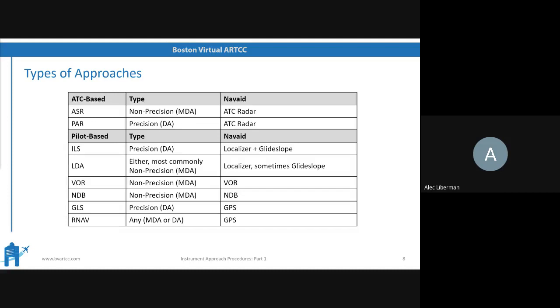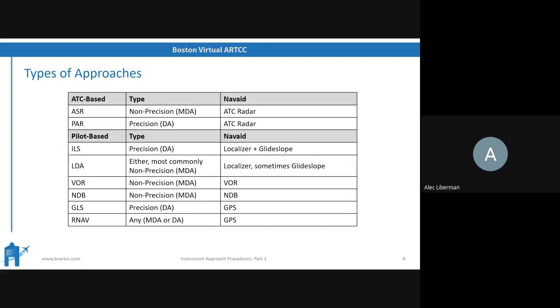Pilot-based, these are far more common and what you fly largely every day. So ILS, instrument landing system, precision approach with the DA, you have a localizer and a glide slope. LDA could be either. That's a localizer directional aid. It's like a localizer, only it's not exactly aligned with the runway heading. So on final, you have to make a short turn. Most commonly, it's non-precision with an MDA. It's rare for it to have a glide slope component to it.